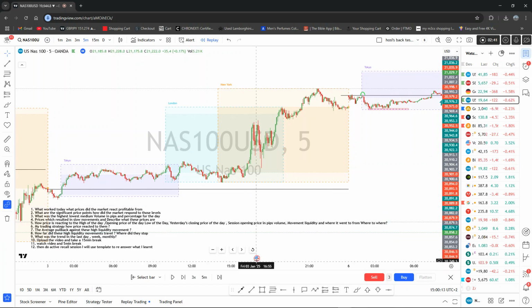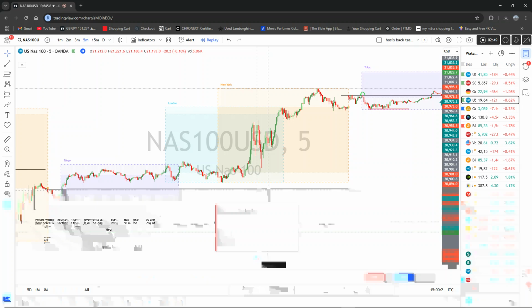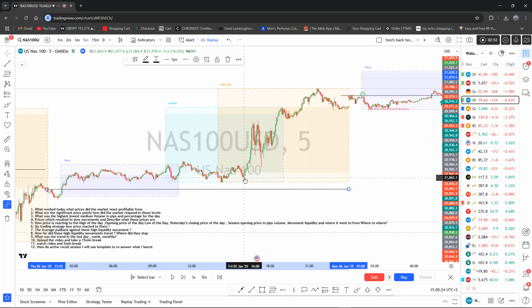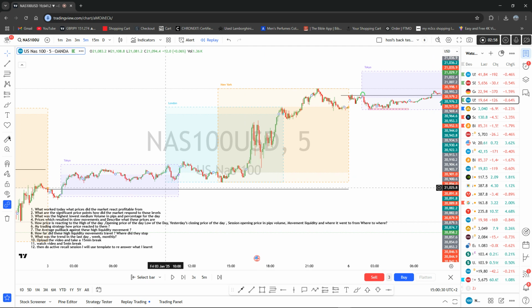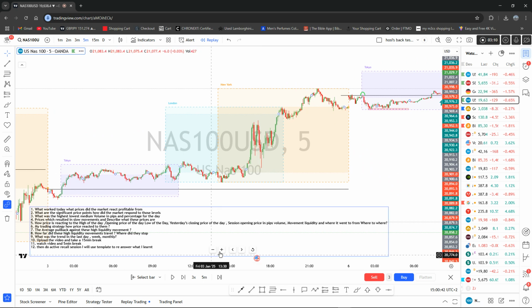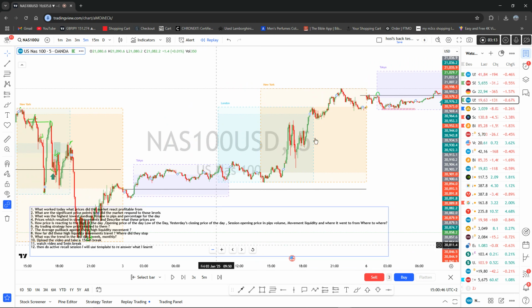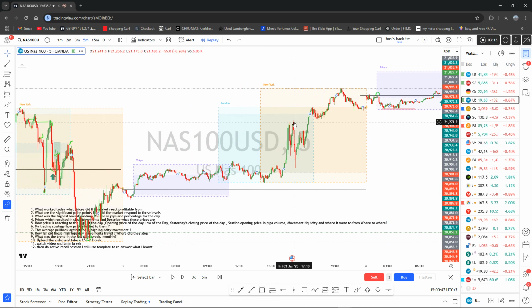Today was also a news day, right? There was ISM manufacturing PMI to happen at 5. An hour before there was a bullish move. This bullish move, let's see. Okay, there was a bullish move, some liquidity profitable bullish move, and right there was a bearish move.